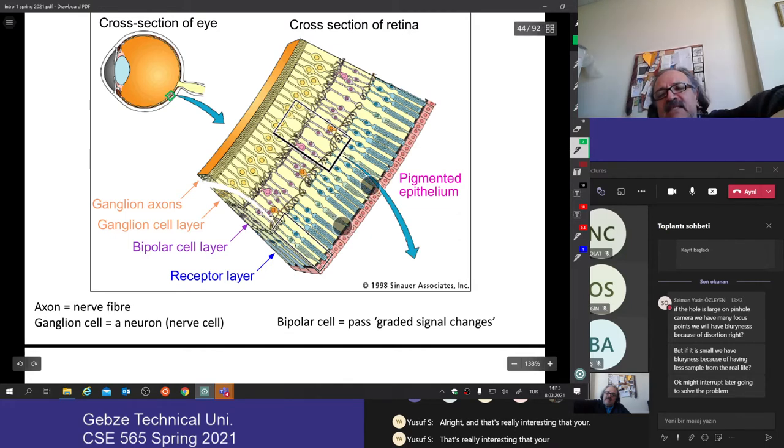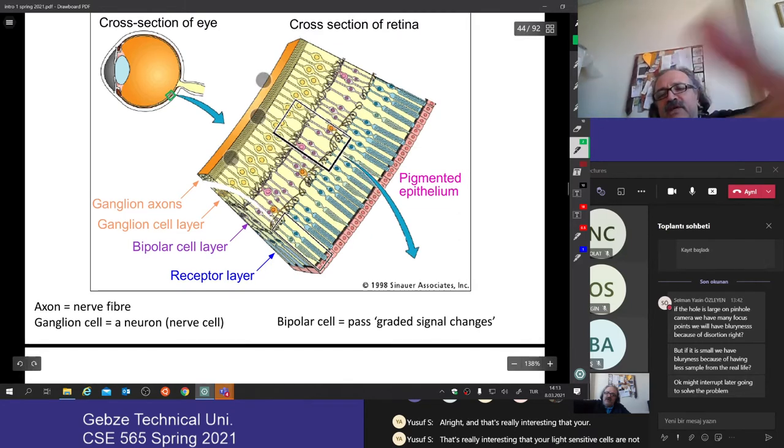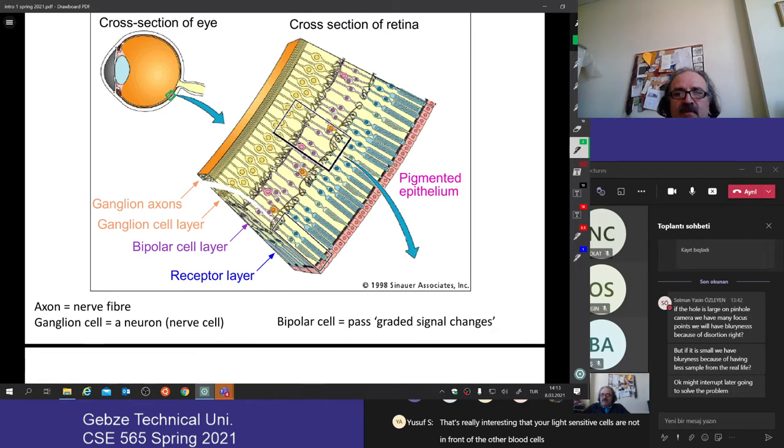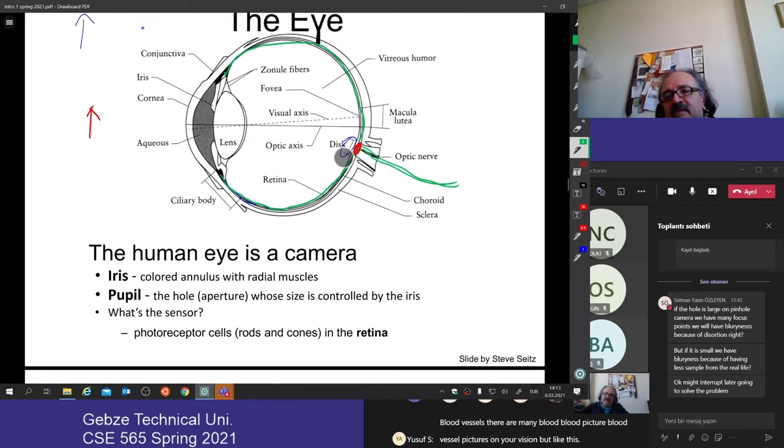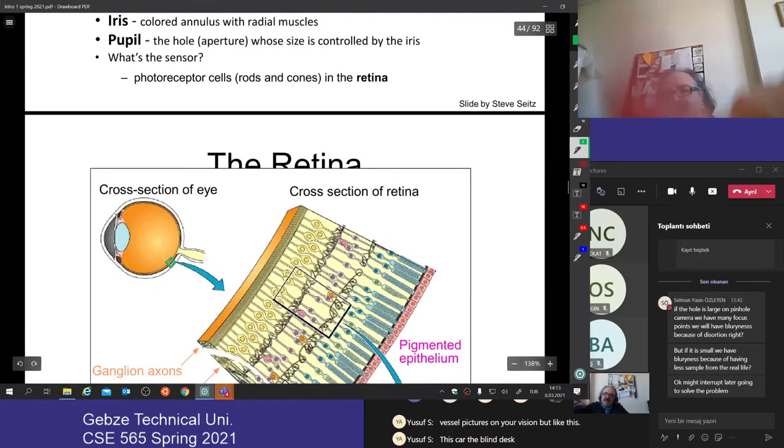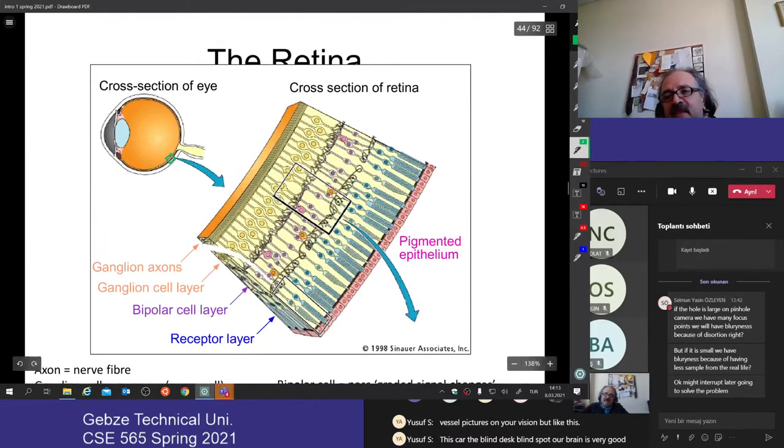And that's really interesting that your light sensitive cells are not in front of the other cells. So that means that our vision is kind of blocked. Whatever we see, we don't realize it, though maybe this is related to your question again. Whatever you see, it is all blocked by your blood vessels. There are many blood vessel pictures on your vision, but like this disc, blind spot, our brain is very good at filtering out that effect.